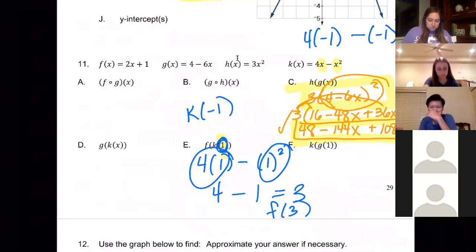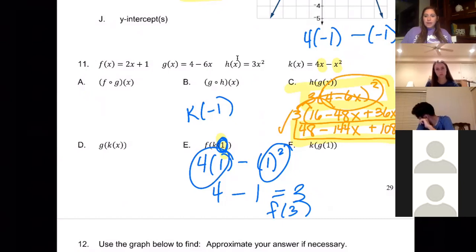Okay. And then on 11, the powers and the parentheses kind of mess me up because I don't know when to put the power on the outside of the parentheses and when to put it inside. For questions like 11, where you're doing the composition of functions, the squared is always going to go on the outside of the parentheses, because you're just replacing the x. You're not replacing any other part of the equation.